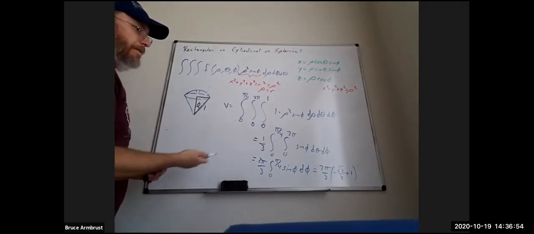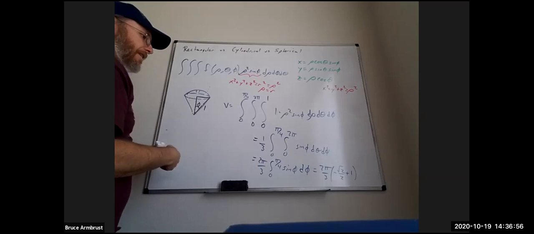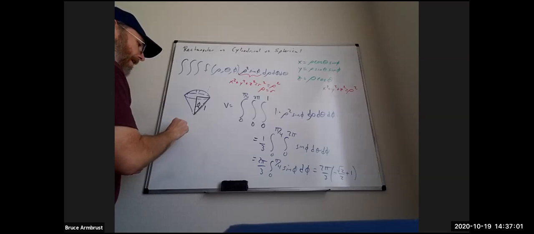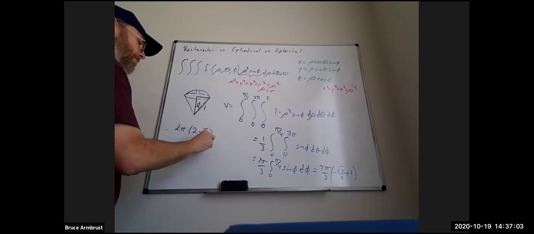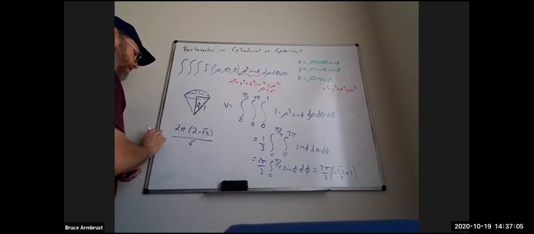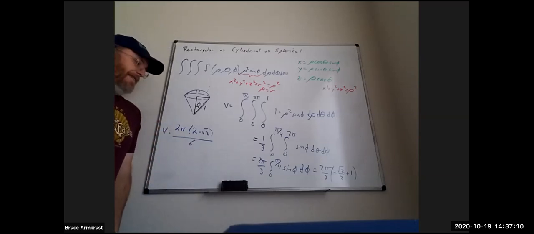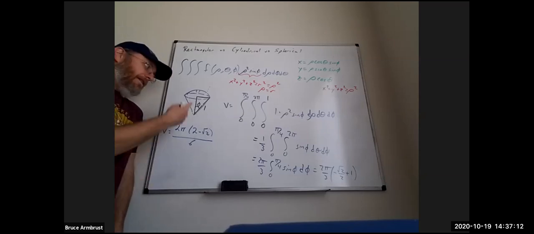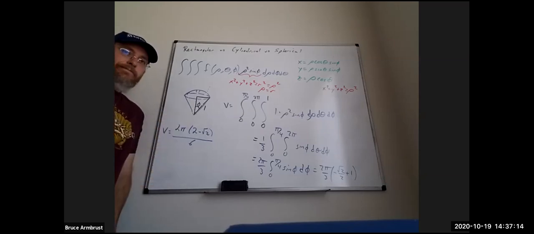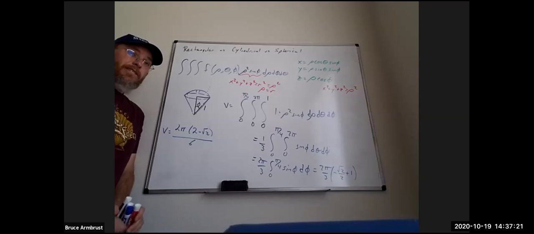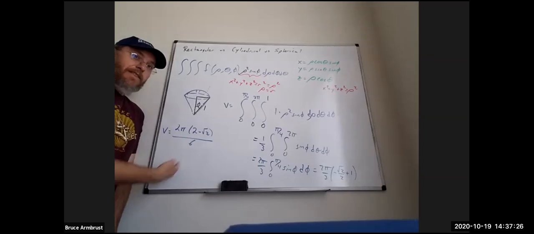And so if we combine that all together, we get 2 pi times 2 minus root 2 over 6. And that's how much ice cream fits in that cone. And if you go back and look at the one in cylindrical, I don't think we actually calculated it. I think we just set it up. But if you calculate it, you should get the same value.